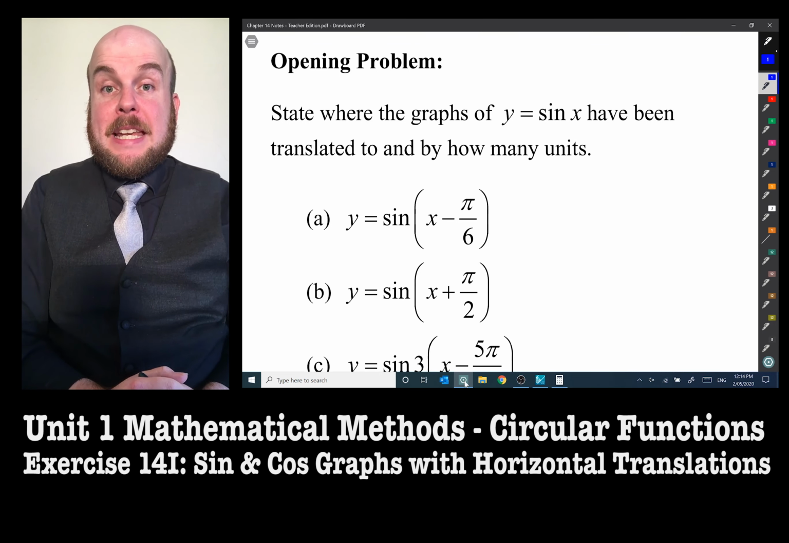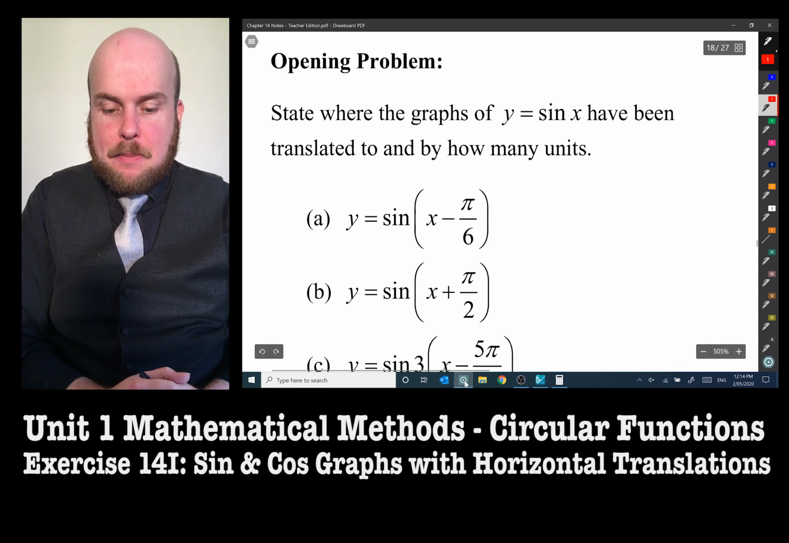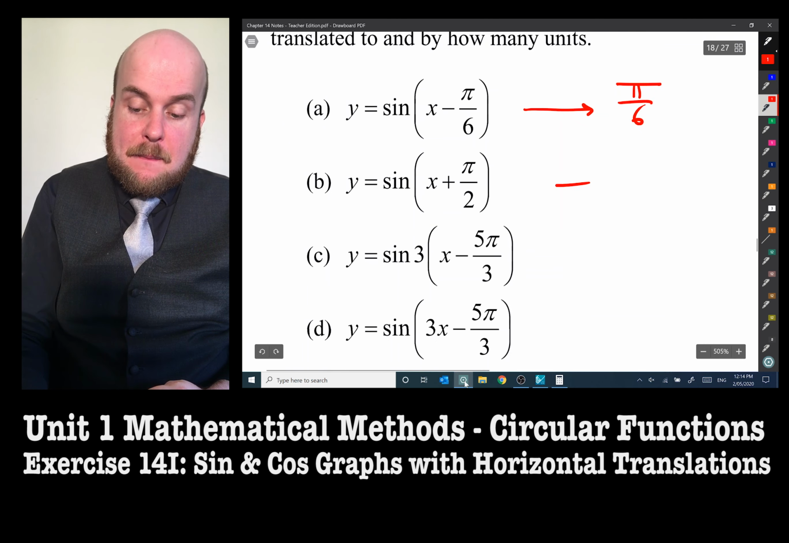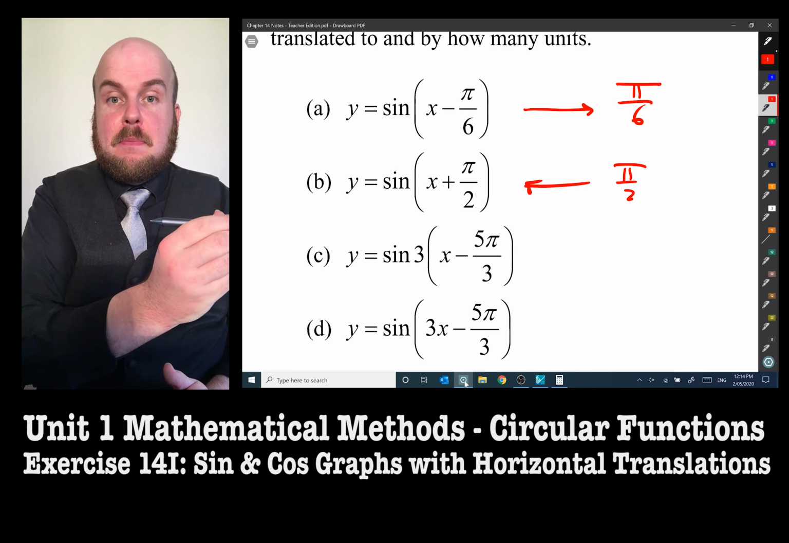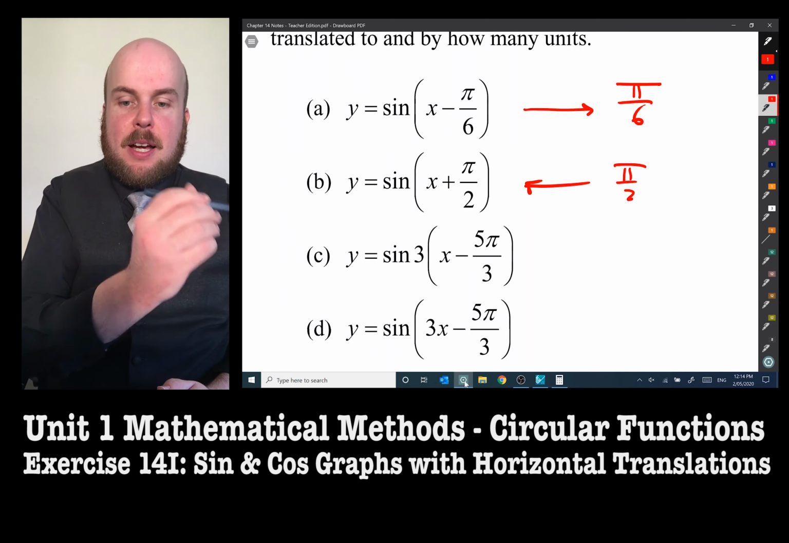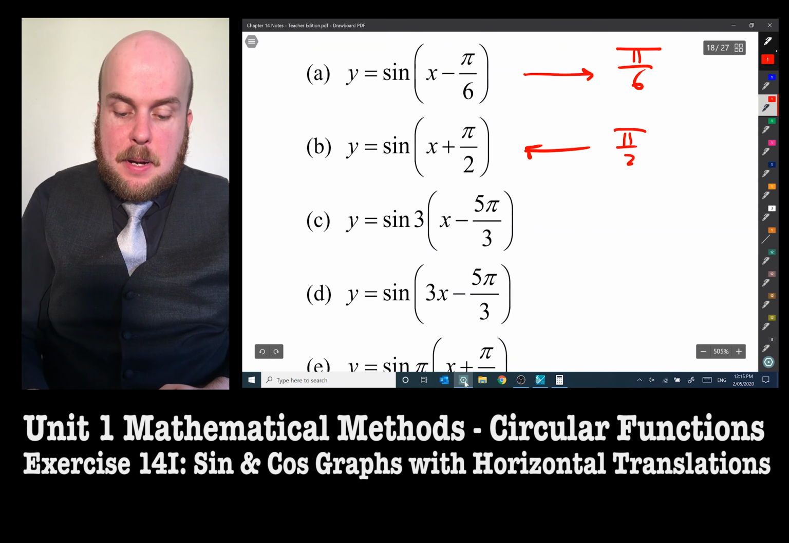So the opening problem, we need to state where the graphs of y equals sine x have been translated to and by how many units. So this one here has been moved to the right by pi on 6. This one down here is moved to the left by pi on 2. That, of course, is because plus signs move things to the left and minus signs move things to the right. Y equals sine 3x minus 5 pi on 3.